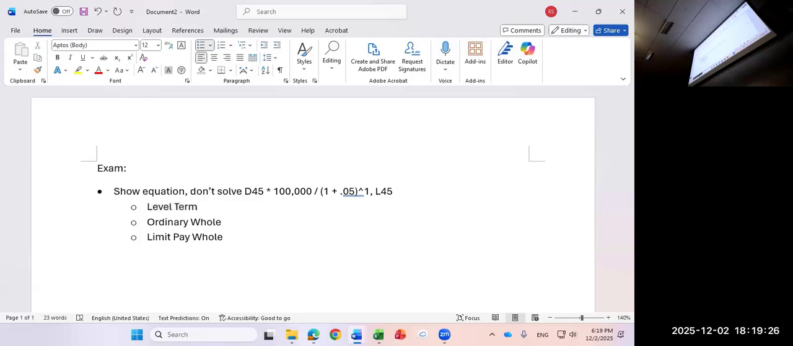Remember, if it's a 3-year level term, how many D's are you going to have in the numerator? You're going to have 3, right? How many L's will you have? You'll have 3. This is not the formula, but all right. So if it says 3-year level term, you'll have exactly 3 D's. And if I don't say anything about premium payments, you always assume the premium payments are the same number as the death benefit. Ordinary, you keep going until when? D99. And what do you divide by? You keep going until when?